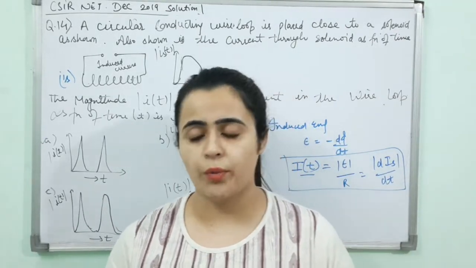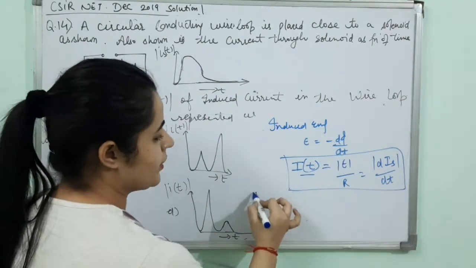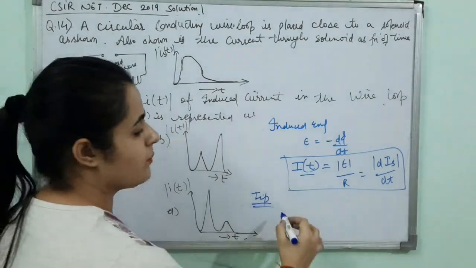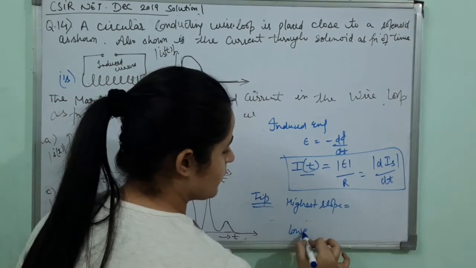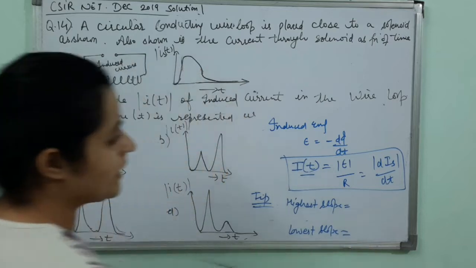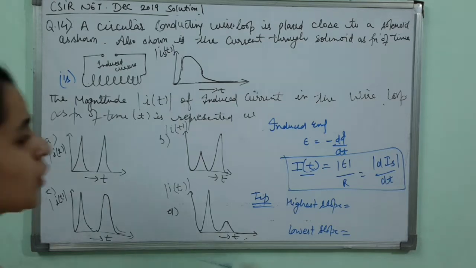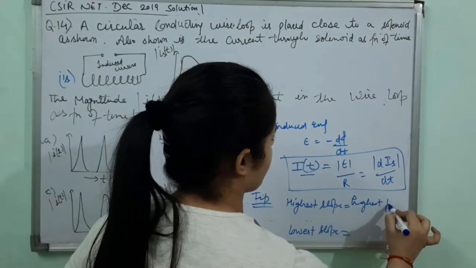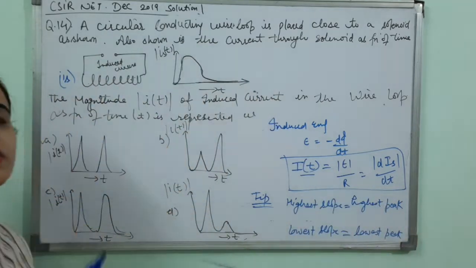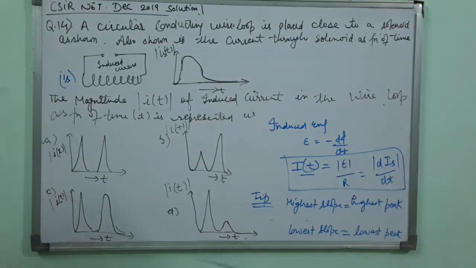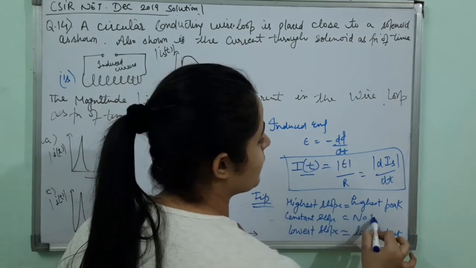Now, coming to the second concept, highest peak. Just remember one thing, this is a tip, you can say a trick. Highest slope, lowest slope. The one whose slope is high, highest slope is equal to highest peak. Similarly, lowest slope is equal to lowest peak. Now, if there is no slope, that means there is a constant slope. What is the meaning of constant slope here? Constant slope means no peak.